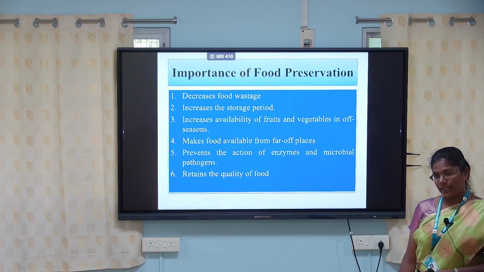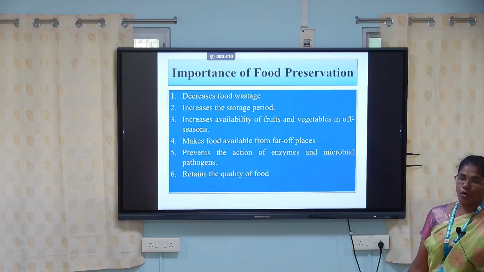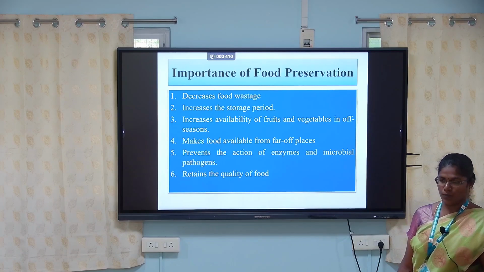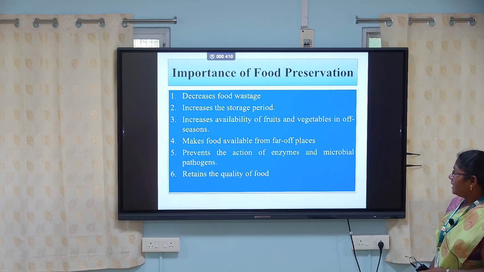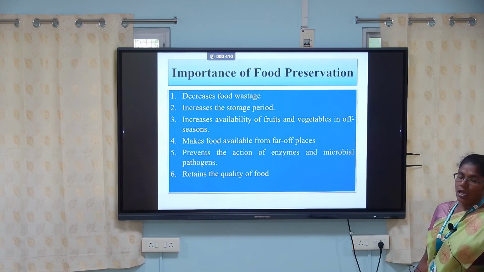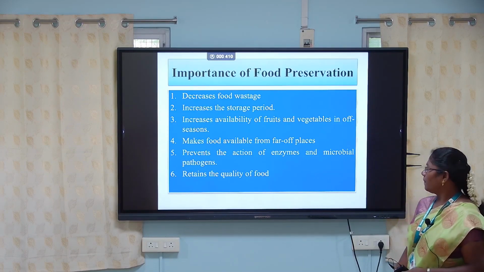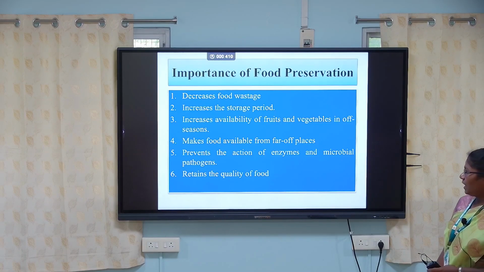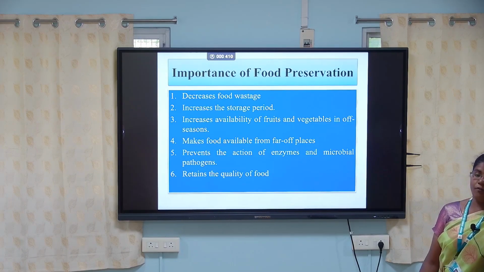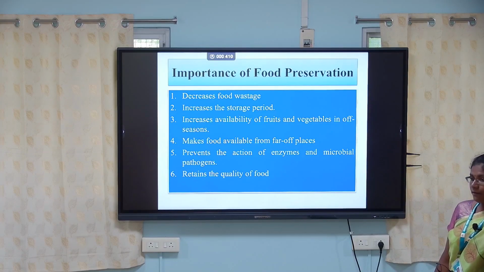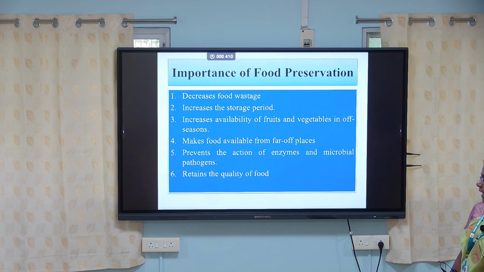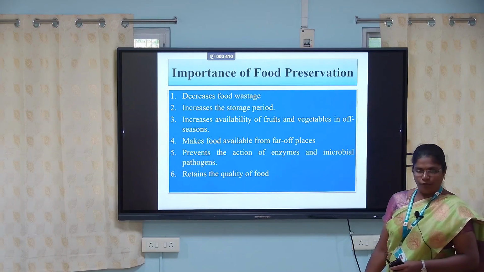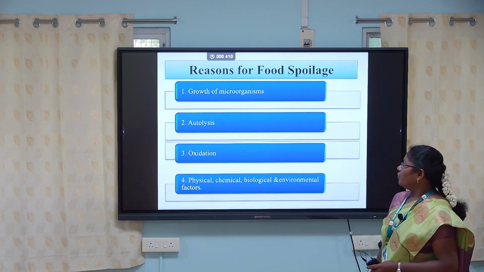Coming to the importance or the need of food preservation. With the help of food preservation, we are converting the raw materials to finished products by value addition. By which we are decreasing the food wastage, increasing the storage life of the product, increasing the availability of fruits and vegetables even in the off season, and making the food available even in far places. We are preventing the actions of enzymatic and microbial activities and also retaining the quality of the food products.